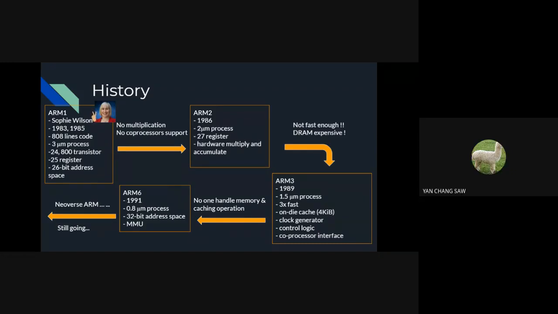Okay, memory management unit. Basically, it stores the memory reference and helps in performing the translation of virtual memory address to physical address. ARM6 was designed in 1991 with a 0.8 micrometer process and changed to a 32-bit address space from the previous 26-bit. The evolution is still going on with ARM7, 8, 9, 10, 11, and then SecurCore, Cortex-M, Cortex-R, Cortex-A, and the latest, the newest core family.